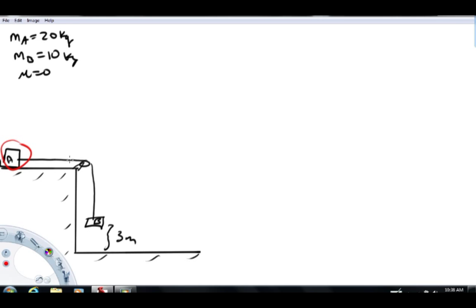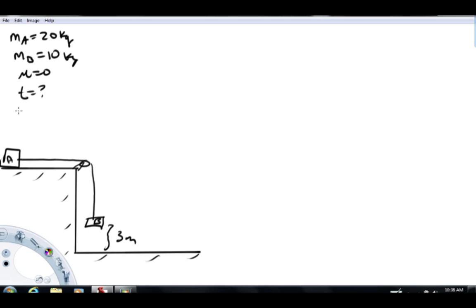It's attached to a rope which goes over this pulley and down to here to mass B, where mass B is 10 kilograms. And imagine that the system is allowed to accelerate from rest under conditions where there's no frictional force acting on mass A. And what we're going to do here is try to calculate ultimately how long, time-wise, it's going to take for mass B to hit the ground.